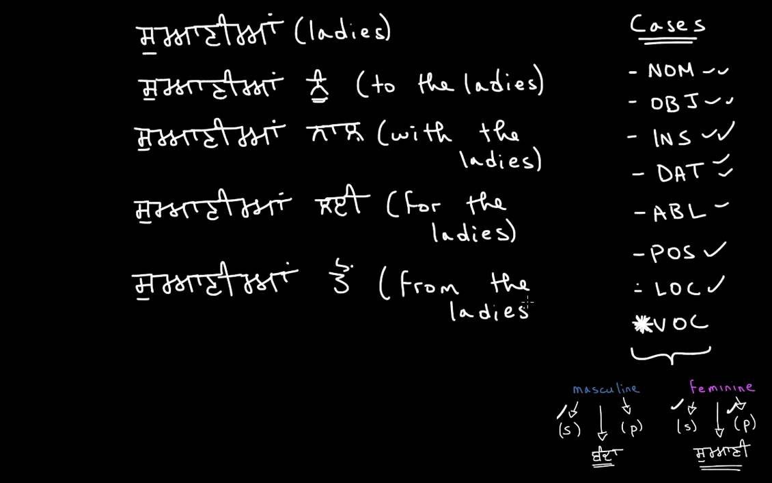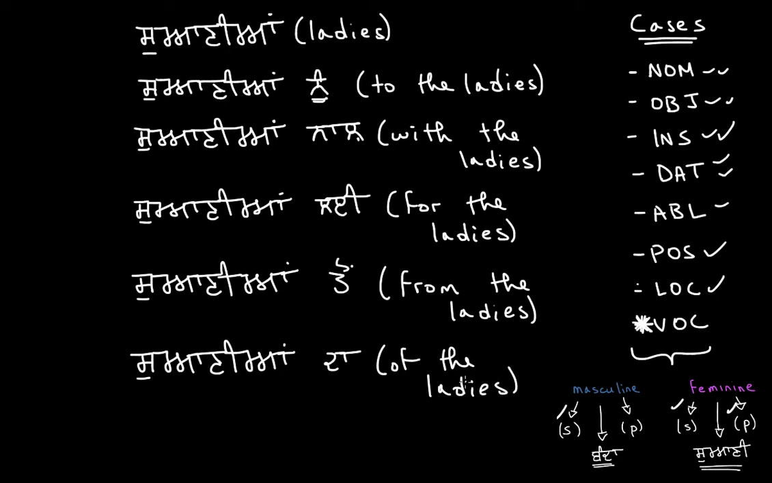So now we can talk about the possessive case. The possessive case would be something that the ladies own, of the ladies. So that would be Swarniya da. Swarniya da. So this would be of the ladies.